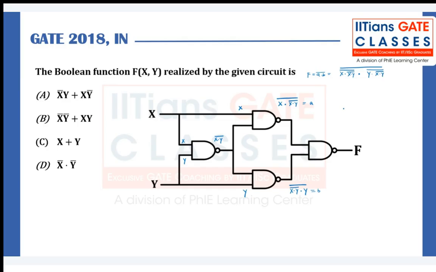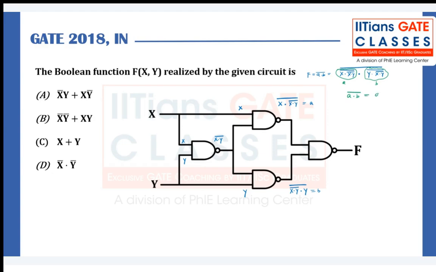Okay. How to simplify this? Just tell me one thing. Stop solving, everyone, just stop solving. Consider this as A, right? And consider this as B. So, isn't it A dot B complete bar?